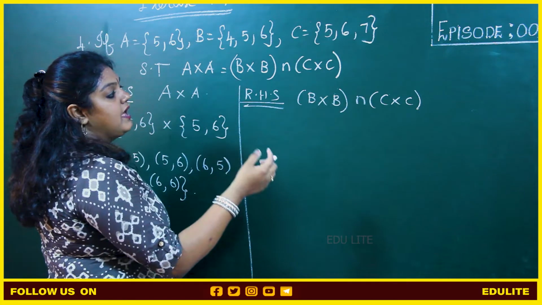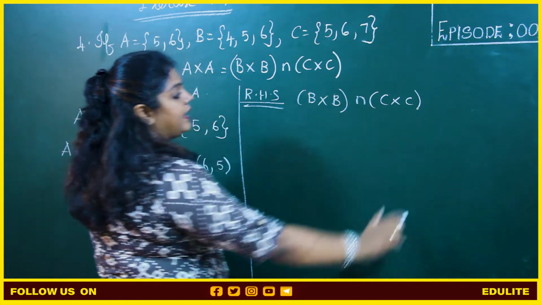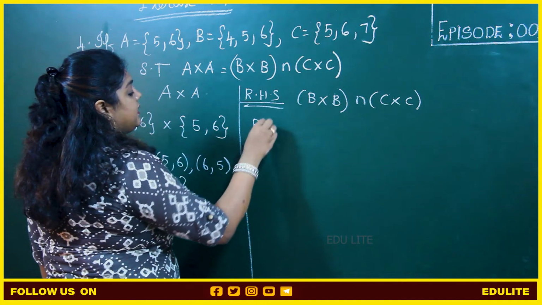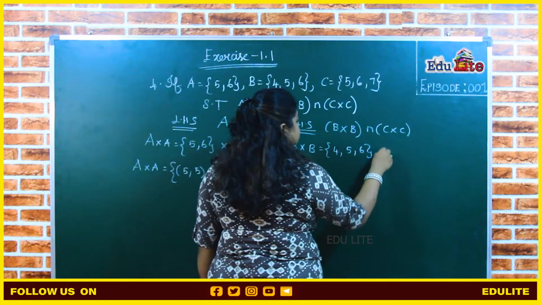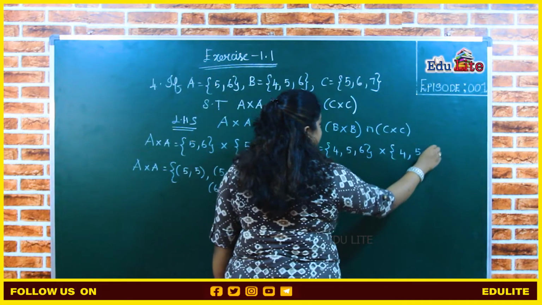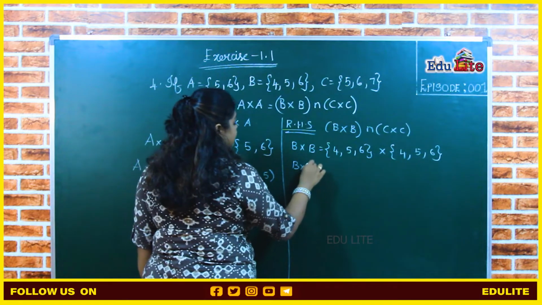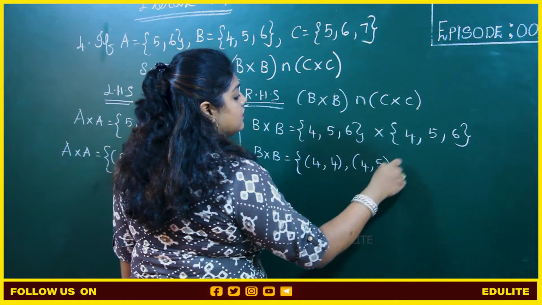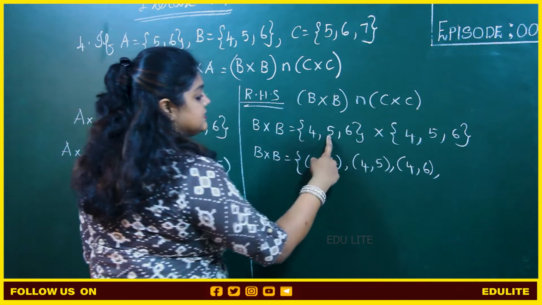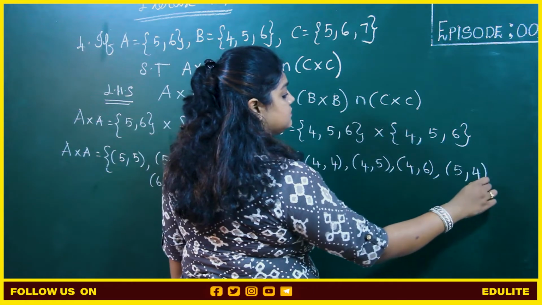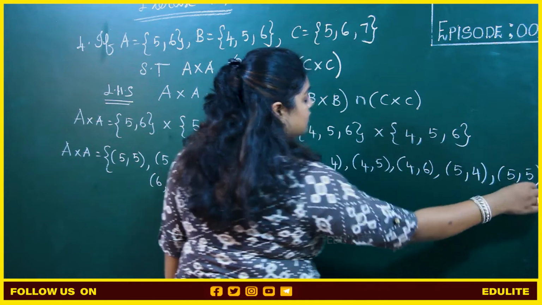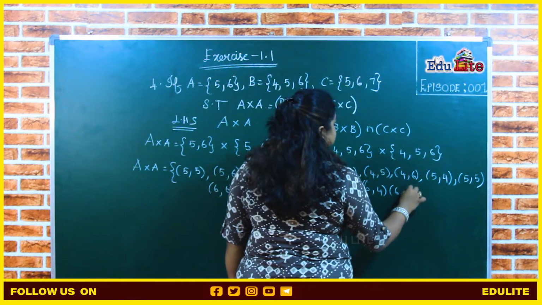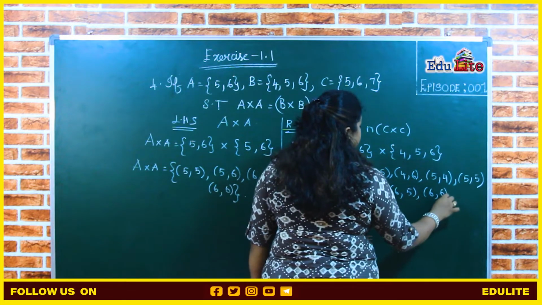We will go one by one. As I told you, we have to finish the bracket portions first, then we will do the intersection portion. So B cross B can be written as {4, 5, 6} cross product with the same set {4, 5, 6}. So what is B cross B? (4, 4), (4, 5), (4, 6). Next (5, 4), (5, 5), (5, 6), (6, 4), (6, 5), (6, 6).